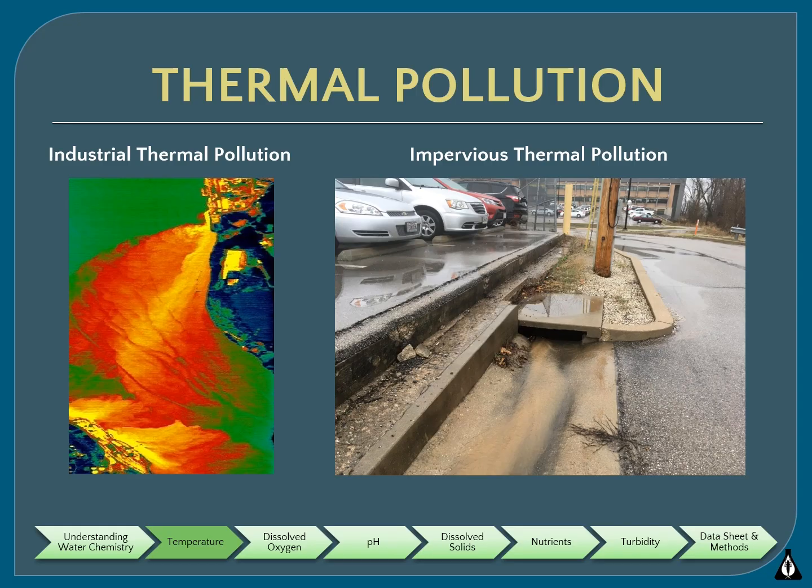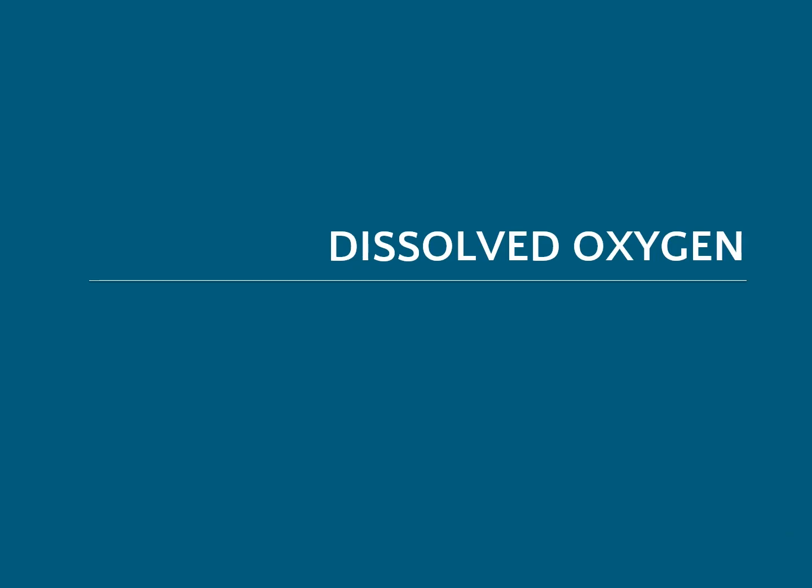Also, to note here that many storm drains are connected directly to streams in urban areas. So, this can have a big impact to aquatic life in urban areas if they can't withstand the increased temperatures of the streams. The next parameter that we're going to go over is dissolved oxygen.